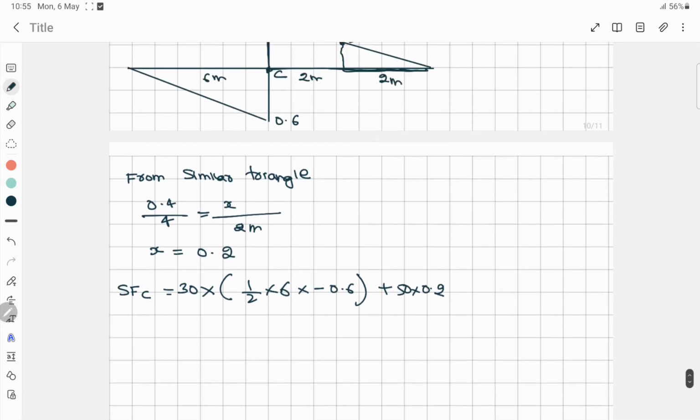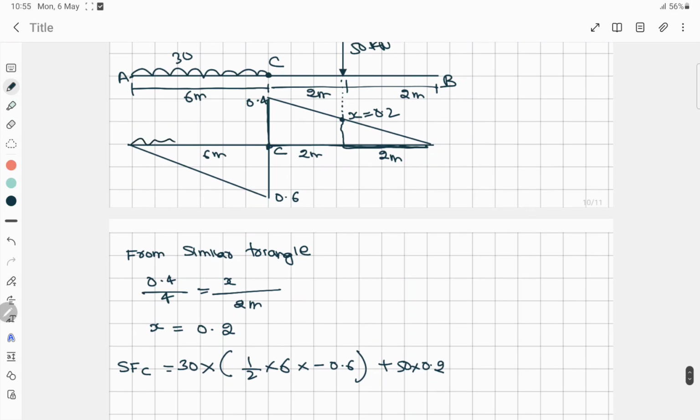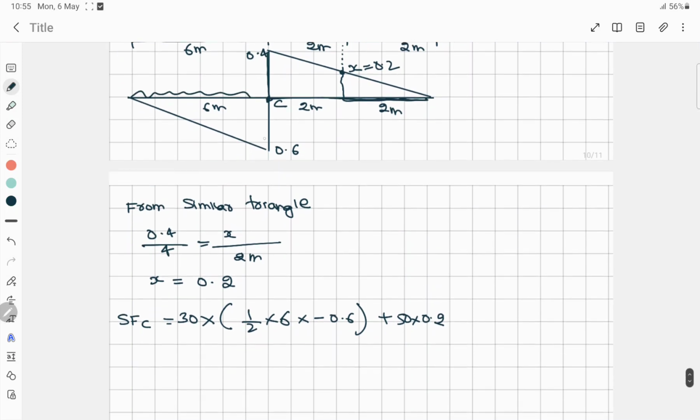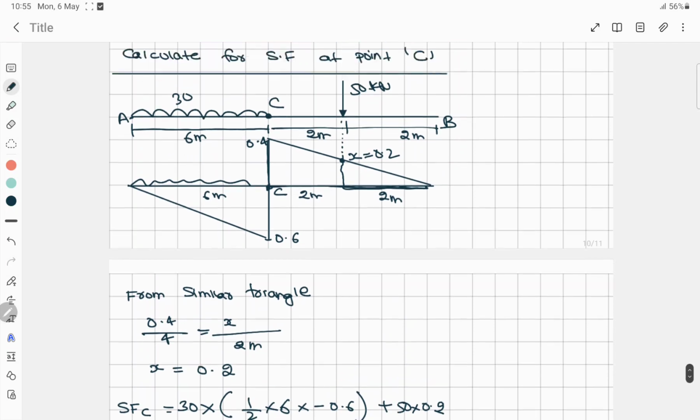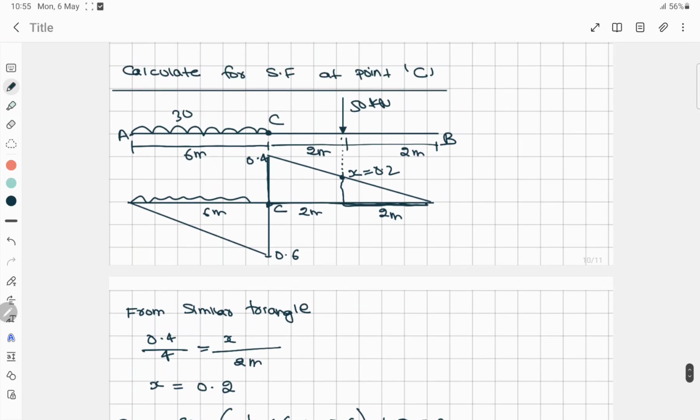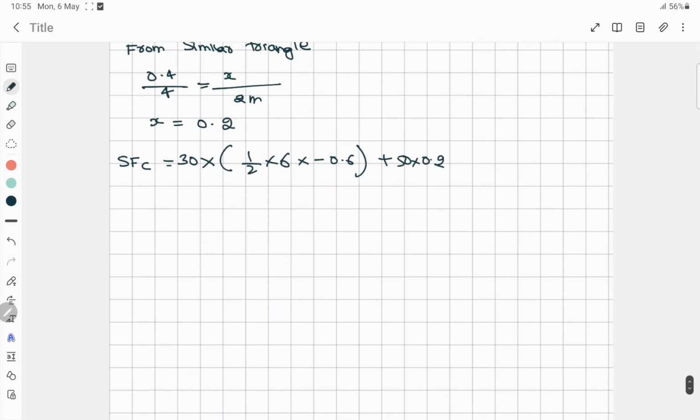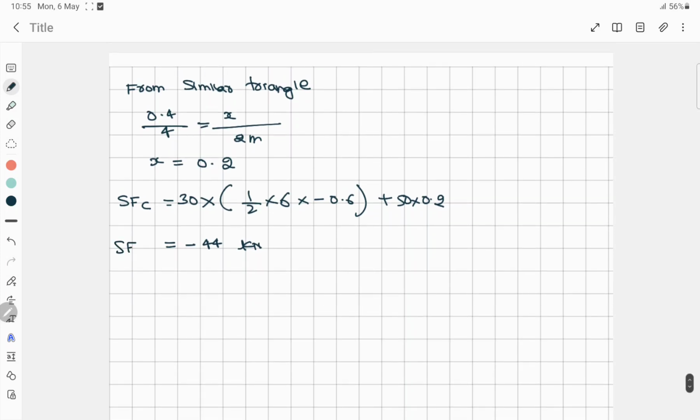So in case of the UDL, where the UDL is acting, we have to take the area of the triangle, whereas where the point load is acting, we have to take the ordinates only. Okay, so after solving this, we will get the value around minus 44 kilonewton. So now we have a value for shear force at C also. This is the value, that is minus 44 kilonewton.